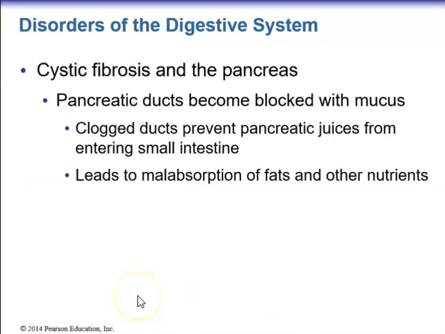Other disorders of the digestive system include cystic fibrosis and the pancreas. So cystic fibrosis causes pancreatic ducts to become blocked with mucus. And these clogged ducts prevent pancreatic secretions from entering the small intestine and will lead to malabsorption of fats and other nutrients. If we cannot break down fats, we will secrete it out. And our body needs fats and needs specific nutrients in order to survive.